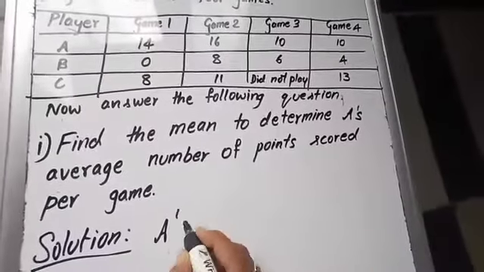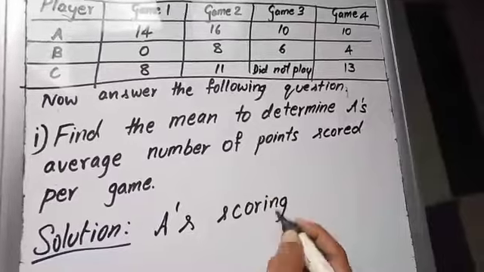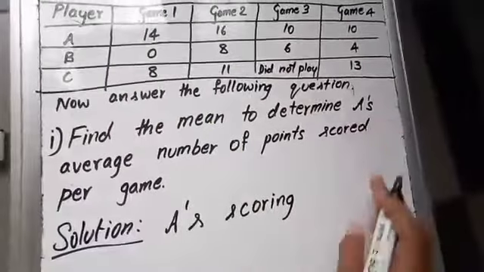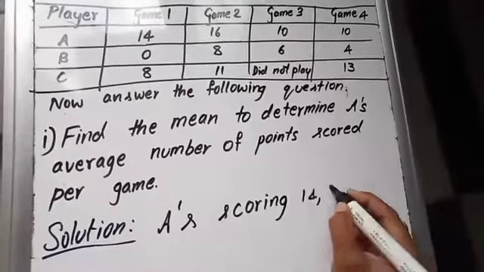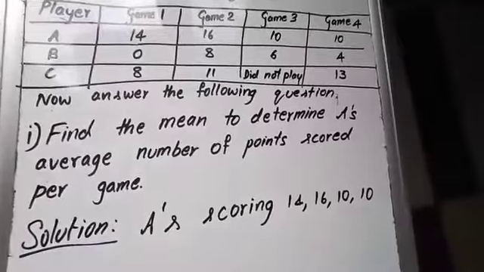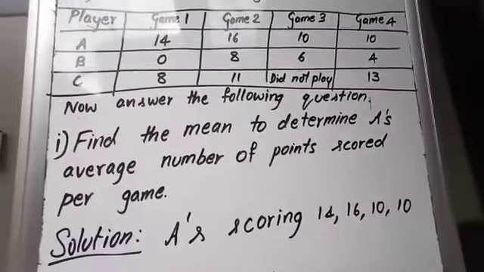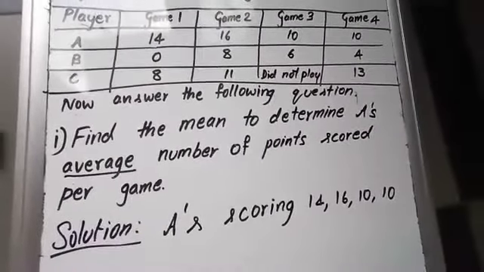A's scoring is in this way. So let us take down 14, 16, 10 and 10. So A's scoring is 14, 16, 10, 10. Now we have to find out the average. As I told you, average means mean. So let us calculate the mean.